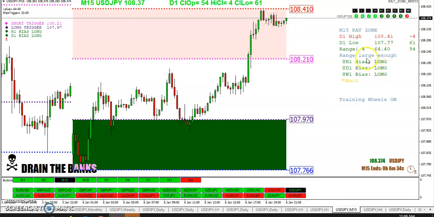Red rats, get ready. We've got the ranges large enough so you can look for a reversal here.